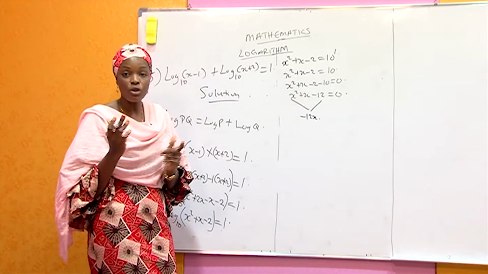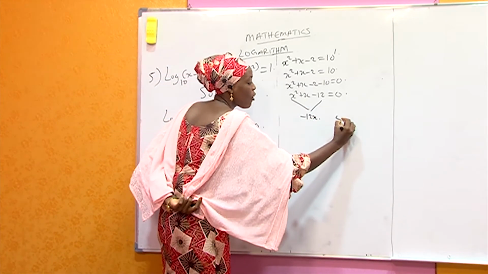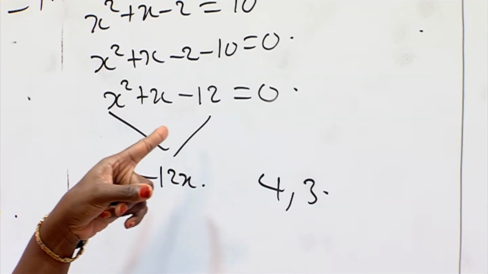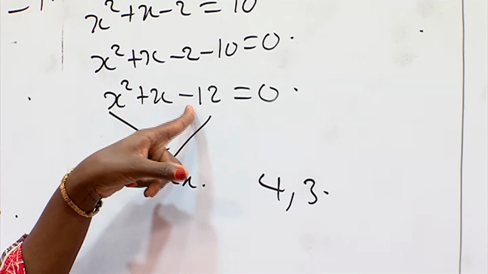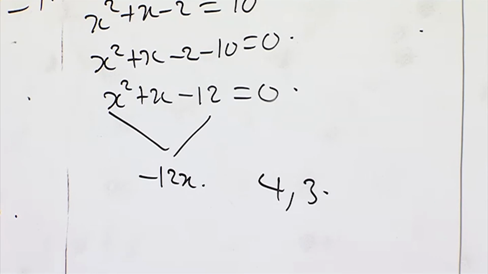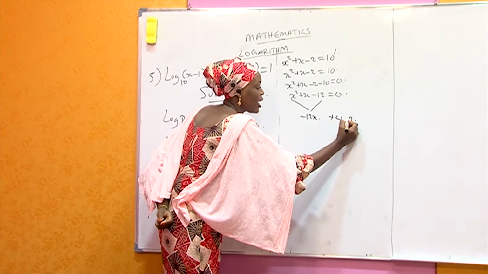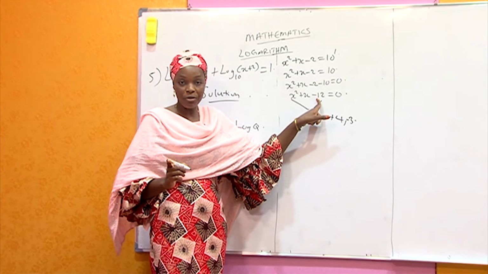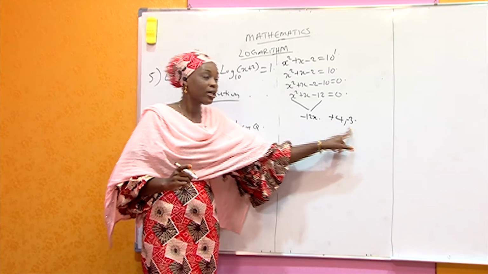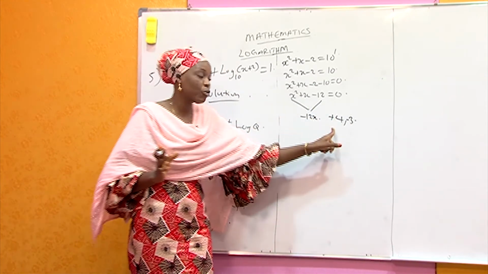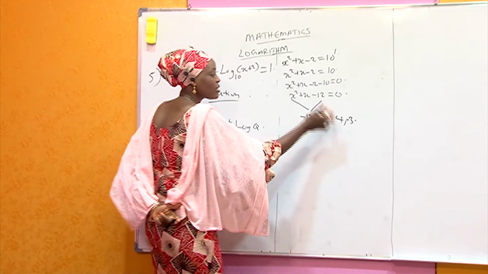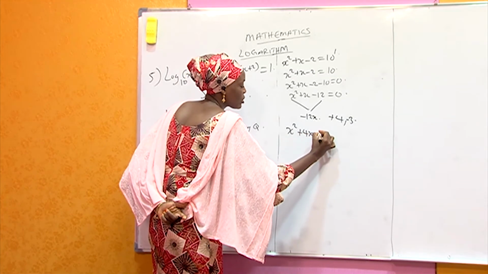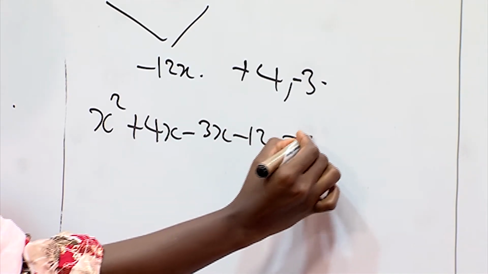So what are the two factors of this 12? If I use 4 and 3, I have to make sure that I put a sign that will fit. Because if I use a wrong sign and it's not giving me these values, it means I cannot use those factors. So if I have plus 4 and minus 3, plus 4 times minus 3 gives you minus 12, right? And plus 4 minus 3 gives you plus 1. So I think these two factors are perfect. Substituting these factors here, we have x squared plus 4x minus 3x minus 12 equals 0.